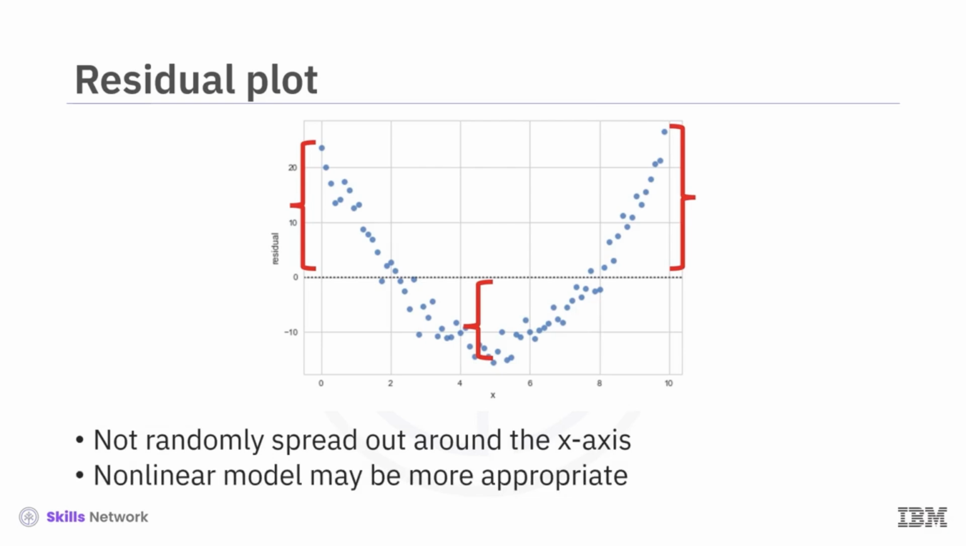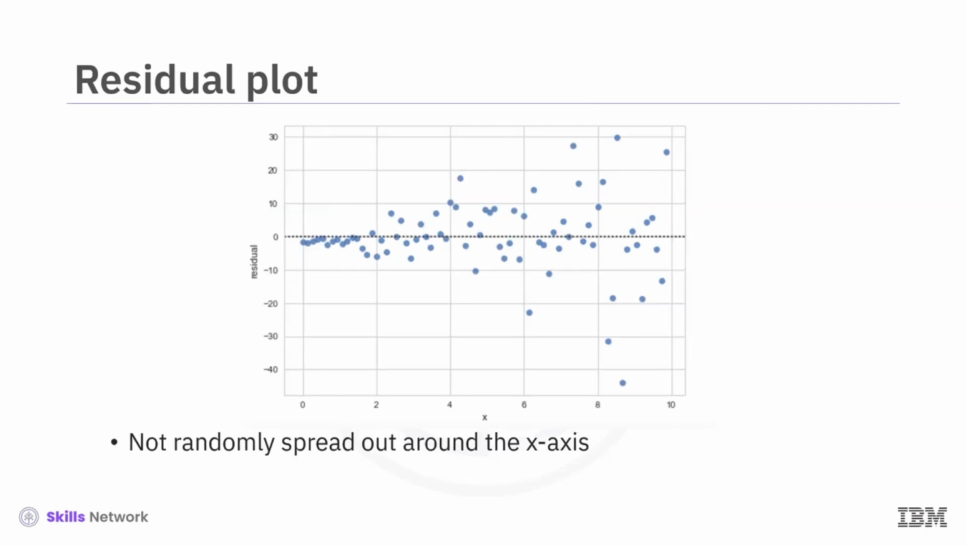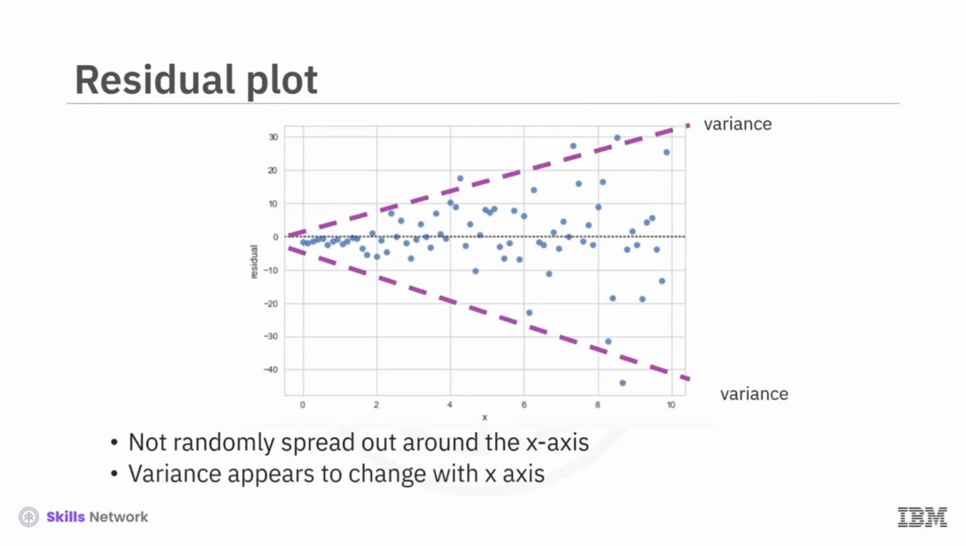This plot suggests a non-linear function. We will deal with this in the next section. In this plot, we see that the variance of the residuals increases with x. Therefore, our model is incorrect.